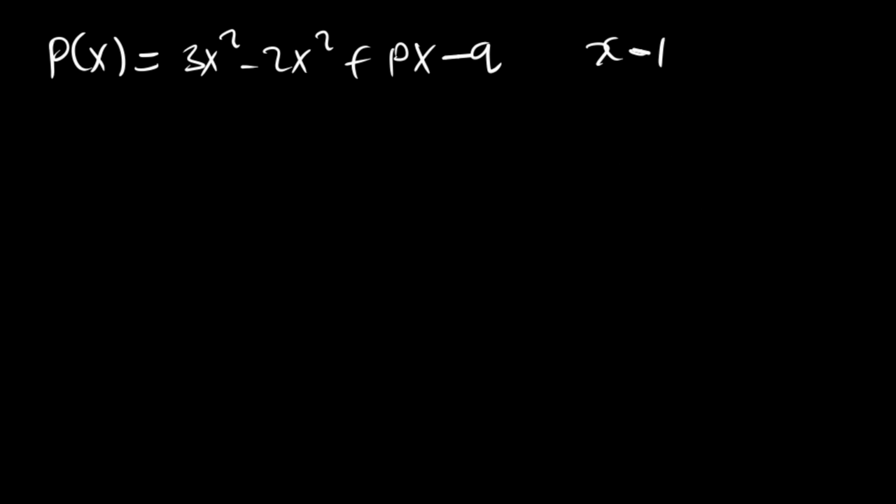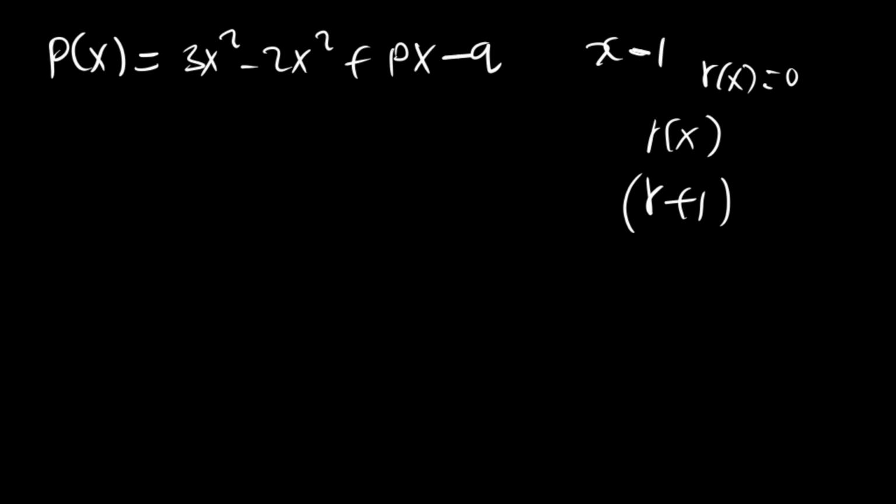So they are saying this one is divisible by x minus 1, meaning the remainder there is 0. Then they're saying it leaves a remainder of 10 if they divide it by x plus 1.